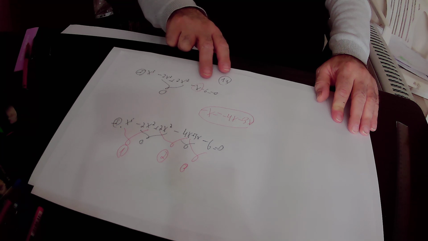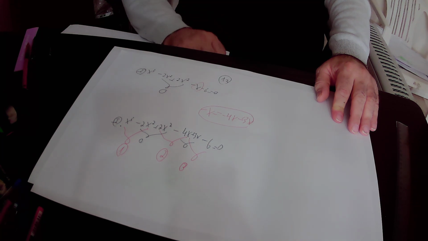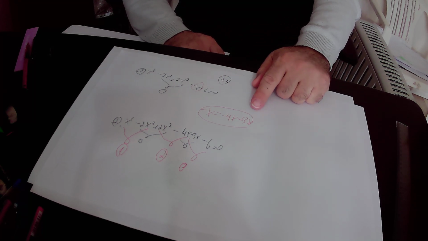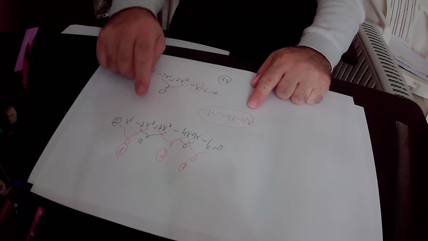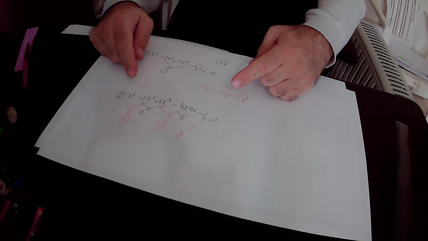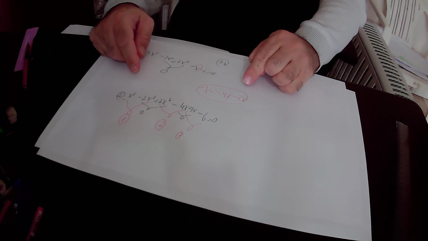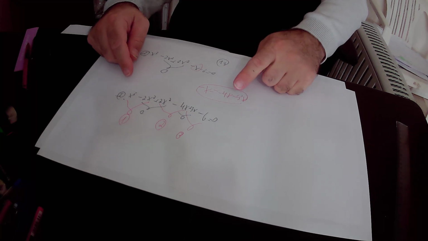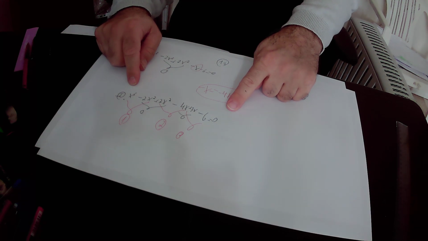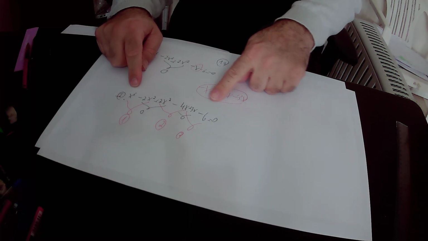Minus x minus 6 equals 0. Then we substituted minus x by minus 4x plus 3x, because minus x equals minus 4x plus 3x, and we got this equation. After we substituted, we divided equation number 1 into 3 parts, and took out a common factor from each part.